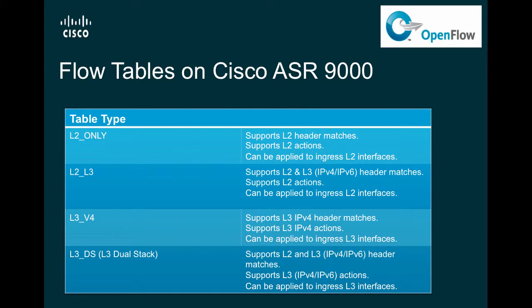If you want to match on layer 3 IPv4 and you want to take actions on layer 3 IPv4 headers, you define a layer 3, layer 4 table. And if you want to support layer 2 and layer 3 IPv4 or v6 header and you want to take actions on layer 3 IPv4 or IPv6, you need to define a layer 3 dual stack table.